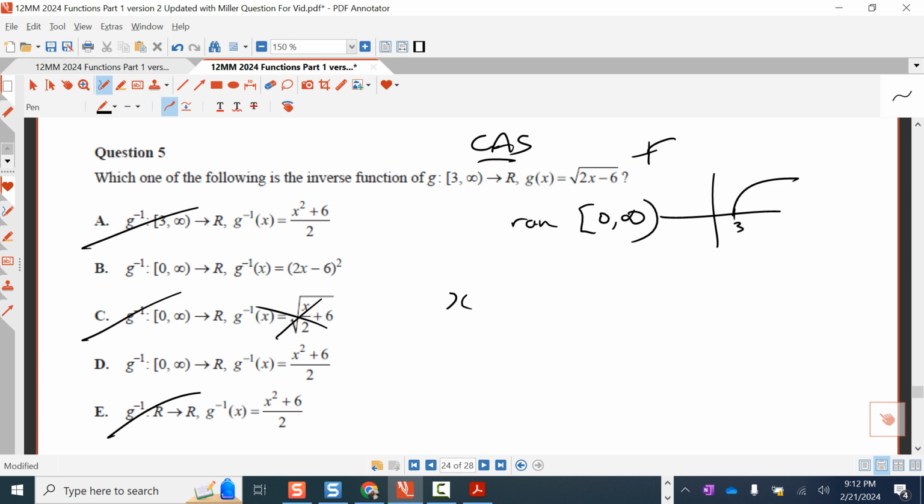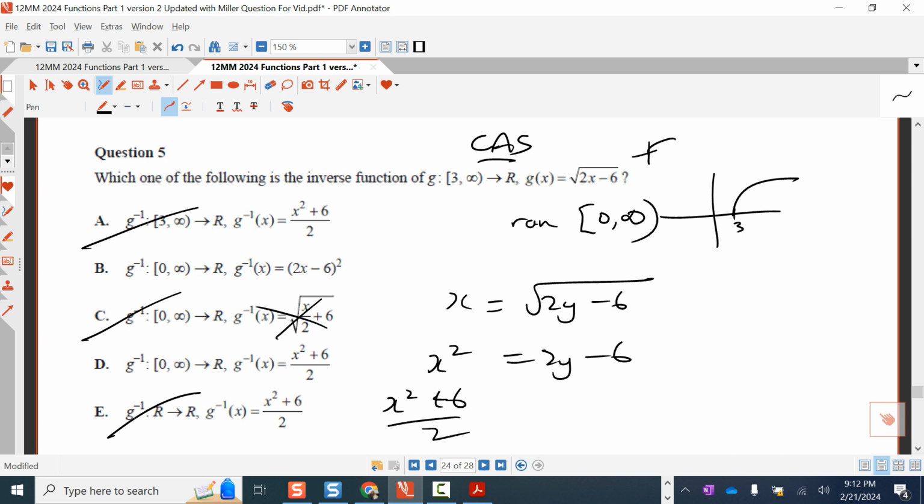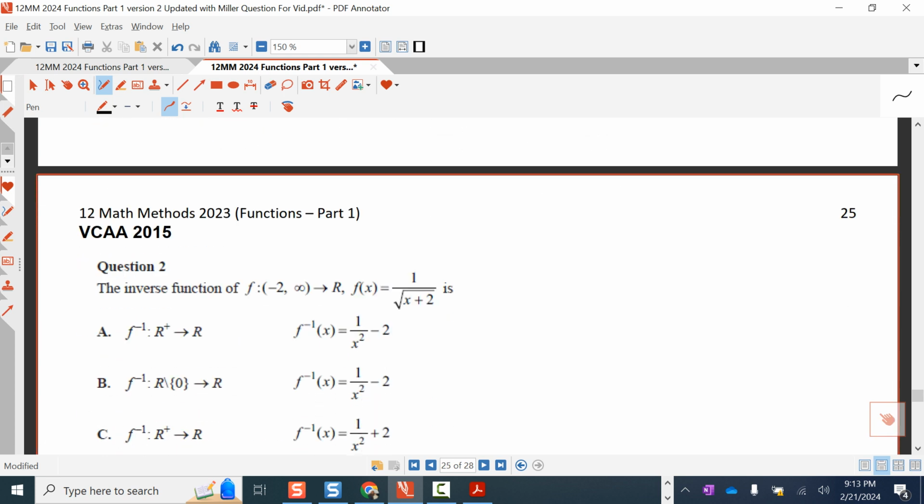Okay, so again, what I do is a quick swap of x and y. x squared equals 2y take 6. This can just be quick and dirty. x squared plus 6 on 2. And I can see straight away that it's this one here. So I don't need to finish off the working out, because all I care about is, have I circled the right response?